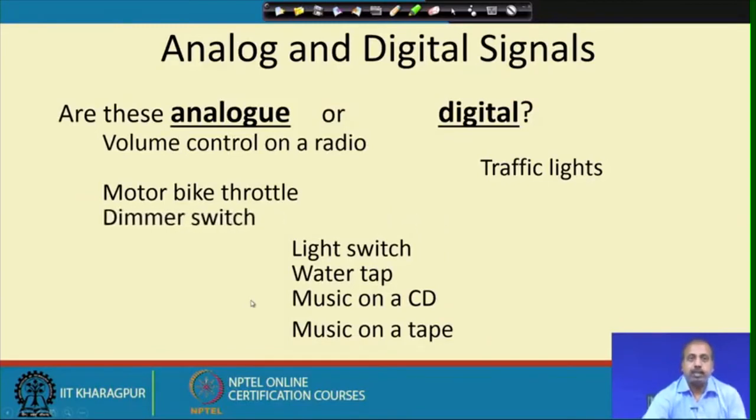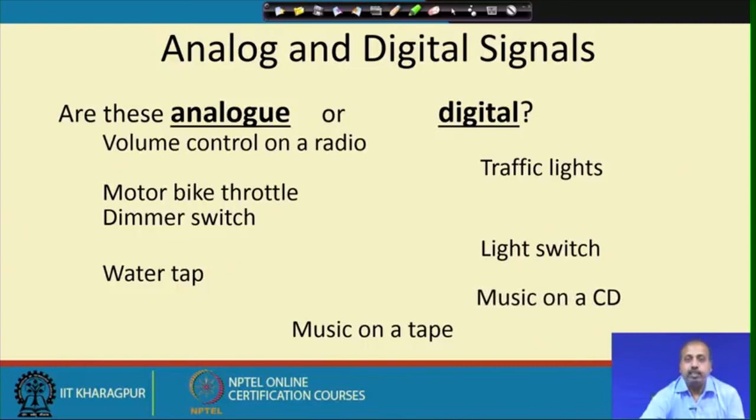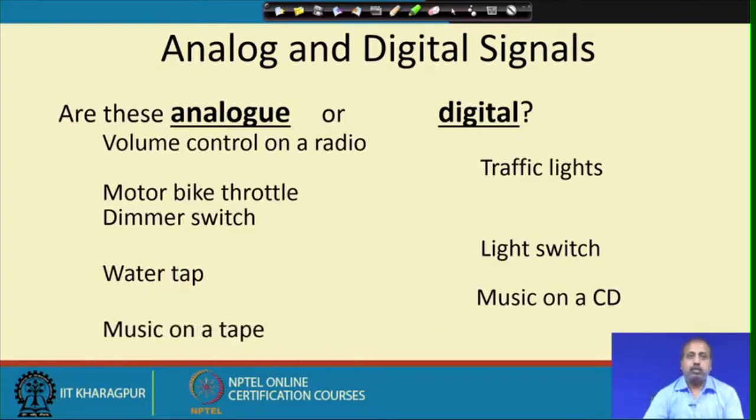The dimmer switch, where you can control the amount of illumination, is an analog signal, whereas a light switch which just turns the light on or off is a digital signal. A water tap is again an analog signal. You can turn the tap as much as you want, and accordingly the amount of water passing will vary. Music on a CD is a digital signal. The compact disc stores information in a digital format, and music on a tape is an analog signal, because it uses an analog principle to store the information.